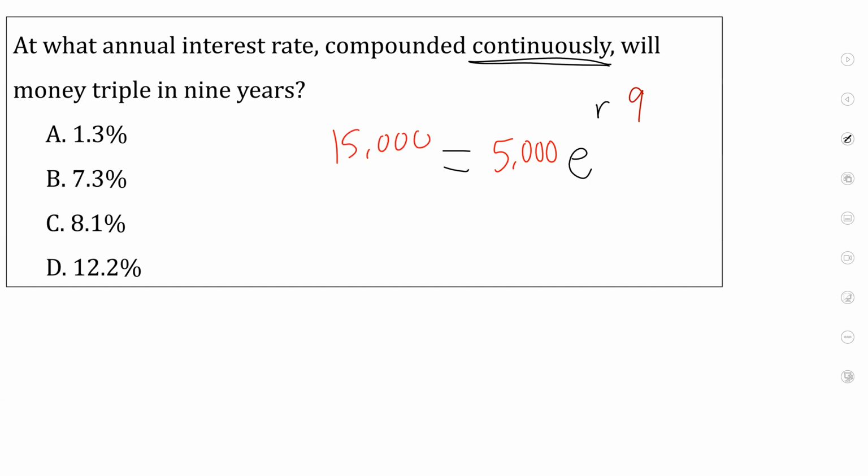15,000. And then your first step is to always divide. So what does this become? A 3 for triple. It'll just be 3 equals e to the r times 9. It really doesn't matter what you start off with. When it says triple, it'll just turn into a 3. Okay?